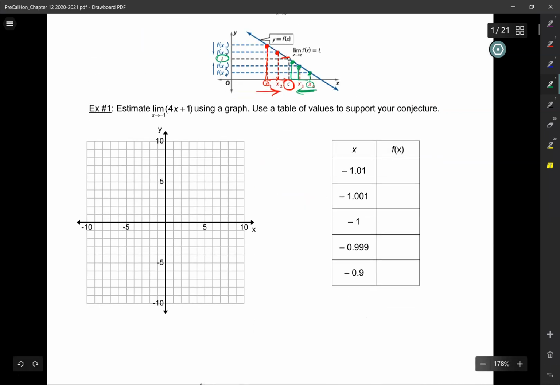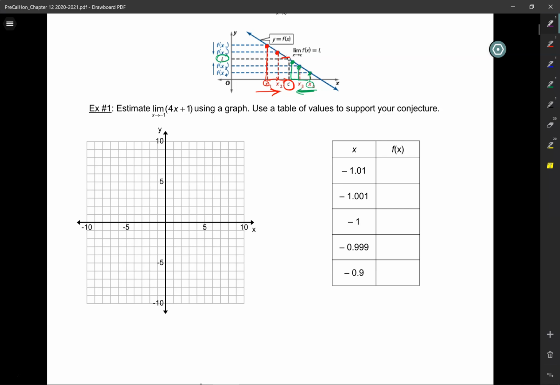All right, so let's take a look at this example here. It says to estimate the limit of 4x plus 1 as x approaches -1 using a graph. And then it says to use a table of values to support the conjecture. Well, you know what I'm going to do? I'm going to do this in the opposite way. I'm going to do the table of values first and first come up with a conjecture. So let's take a look at the y values here.